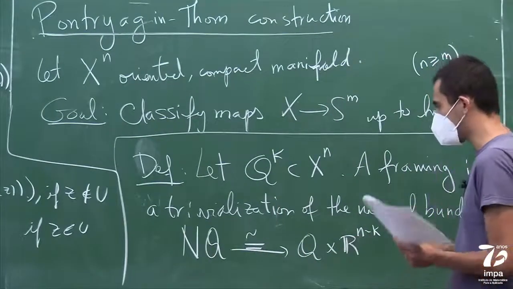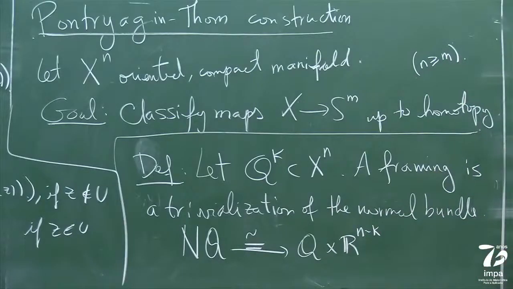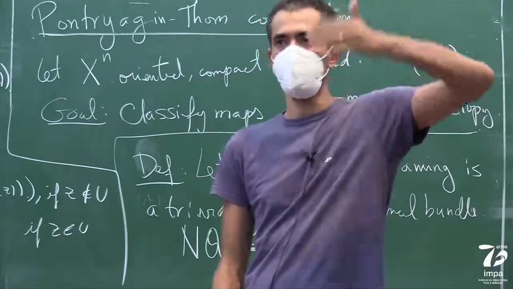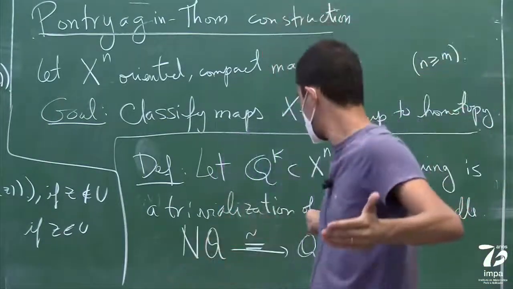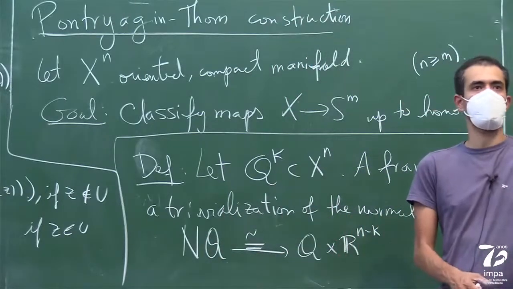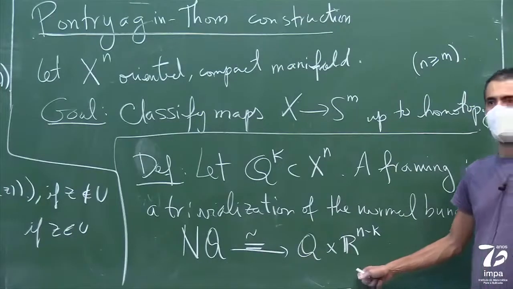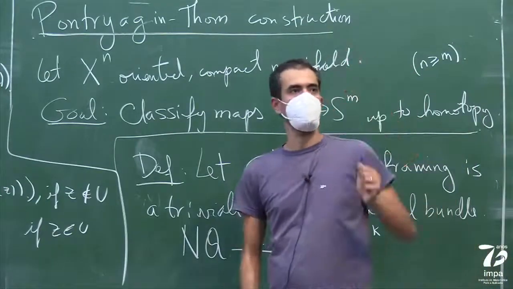Okay, so that's what a framing is. And that's the same thing as saying that I have an isomorphism. I choose an isomorphism of every normal space to R^(n-k). It's the same thing as saying that I choose a basis, because I can just pick the Euclidean basis here, and that will give me a specified basis of the normal bundle.